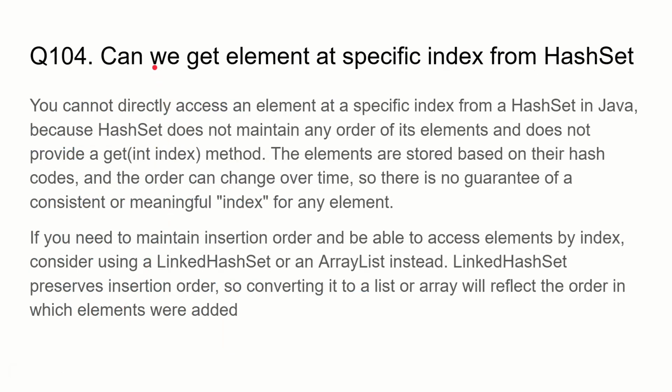This can also be asked as a tricky question. Can we get an element at a specific index from a HashSet? We cannot directly access an element at a specific index from a HashSet in Java, because HashSet does not maintain any order of its elements and does not provide a get index method. The elements are stored based on their hash codes and the order can change over time. So there is no guarantee of a consistent or meaningful index.